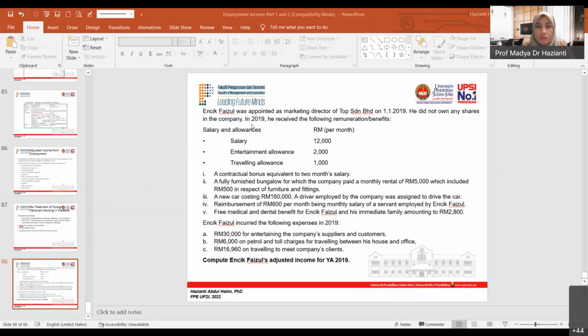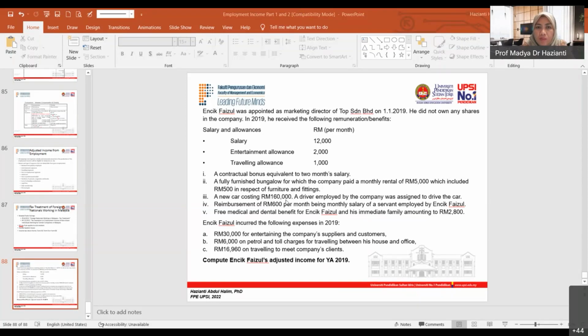So here we have Encik Faizul who was appointed as marketing director on 1st Jan 2019. He did not own any shares in the company. He received the following remuneration. Okay, salary and allowances per month. Alright, whenever you have per month, don't forget to multiply by 12. Salary 12,000, entertainment allowance, travelling allowance, contractual bonus equivalent to 2 months salary, fully furnished bungalow for which the company paid a monthly rental of 5,000, which included 500 in respect of furniture and fittings.